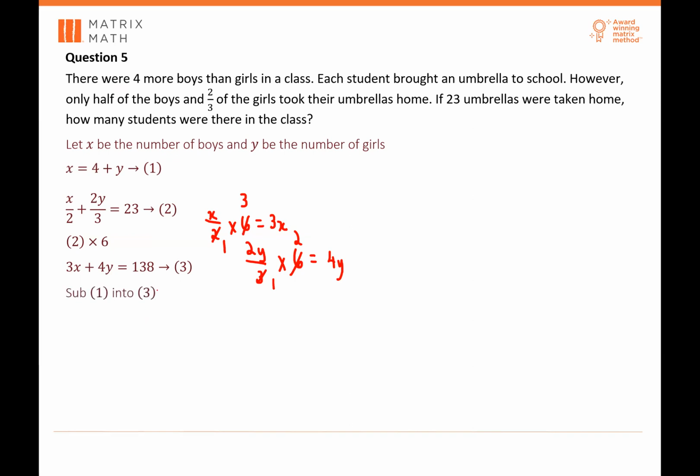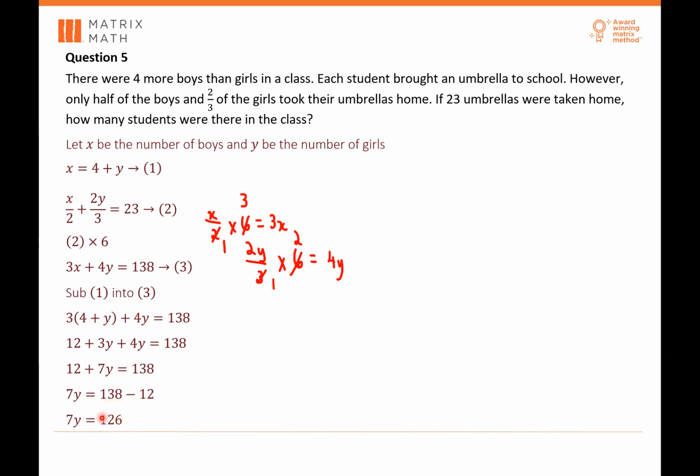Now I'm using the substitution method over here. Of course, there are a few ways to solve this. You can also use elimination. So substituting my first equation into my third equation, I get 3 times my 4 plus y plus my 4y equals 138. Open your brackets up. I get 12 plus 3y plus 4y equals 138. Then I simplify this. I get 12 plus 7y equals 138. And my 7y will be 138 minus 12, which gives me 126.